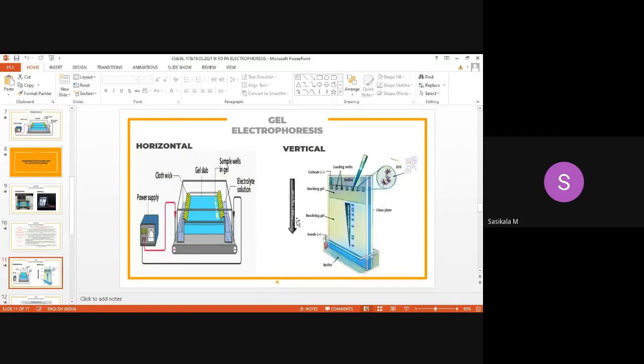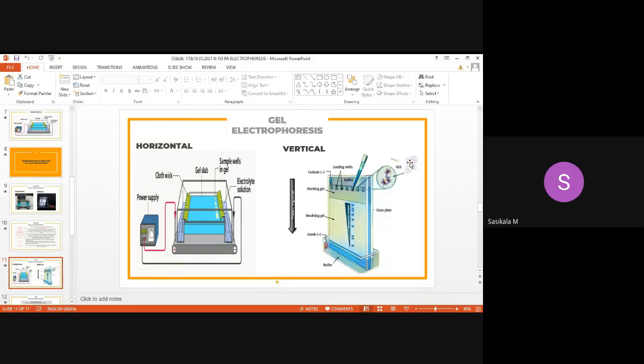You need to make a gel, and this is horizontal gel electrophoresis. This is vertical gel electrophoresis. In vertical gel electrophoresis, these are the loading wells in the top portion of the vertical gel plate, where you inject the sample. This is the micropipette through which you take the sample and inject it into the wells. And the gel is made with SDS.